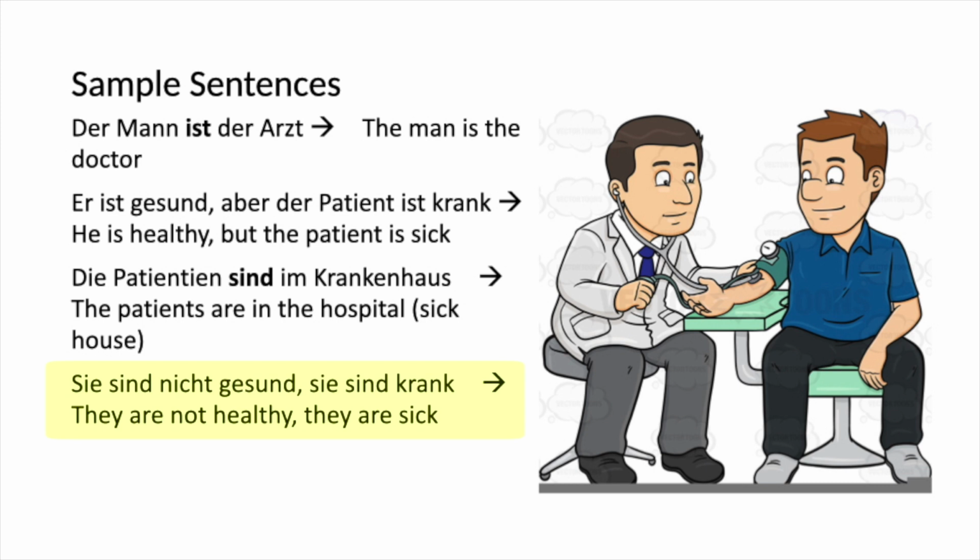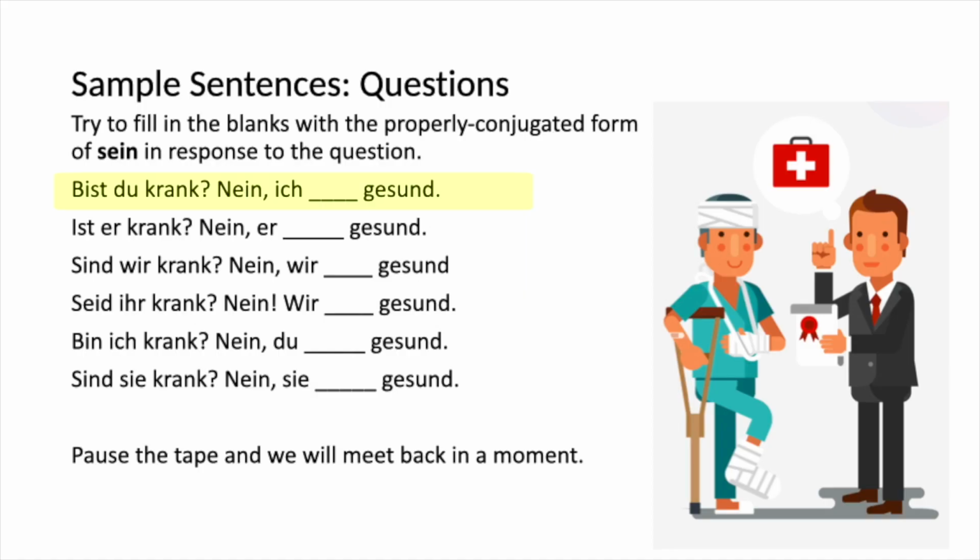They are sick. Let's go ahead and play a game now in which you will have to fill in the blanks on this screen with the properly conjugated form of sein. Remember, conjugation is adjusting the form of the verb to reflect things like person. Is it first person, second person, third person, as well as whether it is singular or plural. So I'll go ahead and read these for you, and you'll pause the tape after we go through these questions, and we'll compare answers on the next slide.